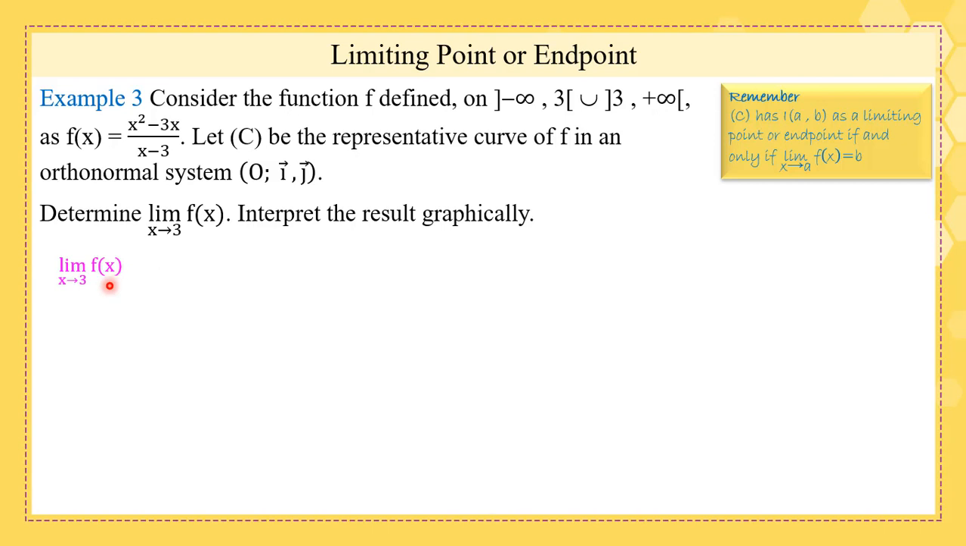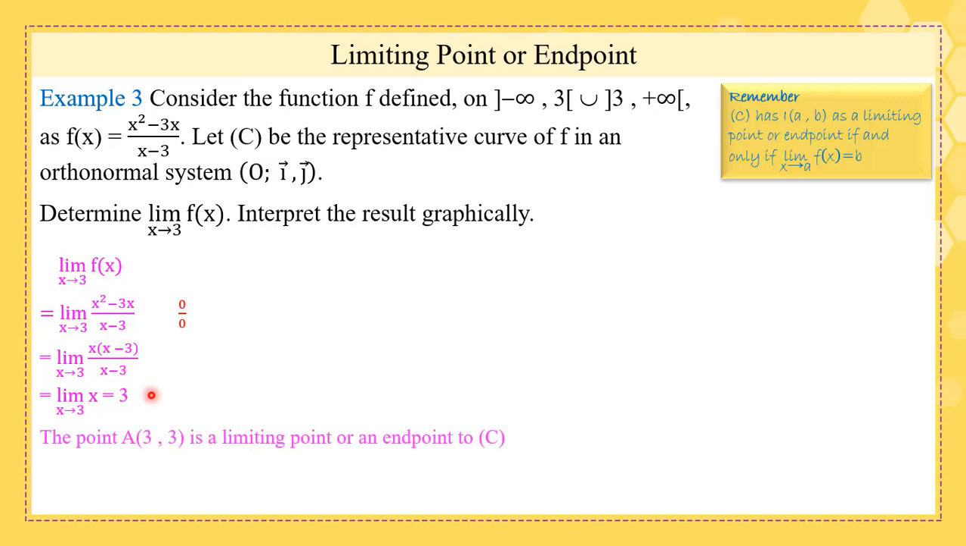Now the limit as x tends to 3 is the limit of this quantity as x tends to 3. If we substitute, we get 0 over 0, so we can apply either L'Hopital's rule or the simplification method. If we take x in common, we get x minus 3 over x minus 3. If we simplify by x minus 3, we get the limit of x as x tends to 3, which is 3. So finally, the limit as x tends to 3 is 3. So we can tell that the point A, whose coordinates are 3, 3, is a limiting point or an endpoint to C.